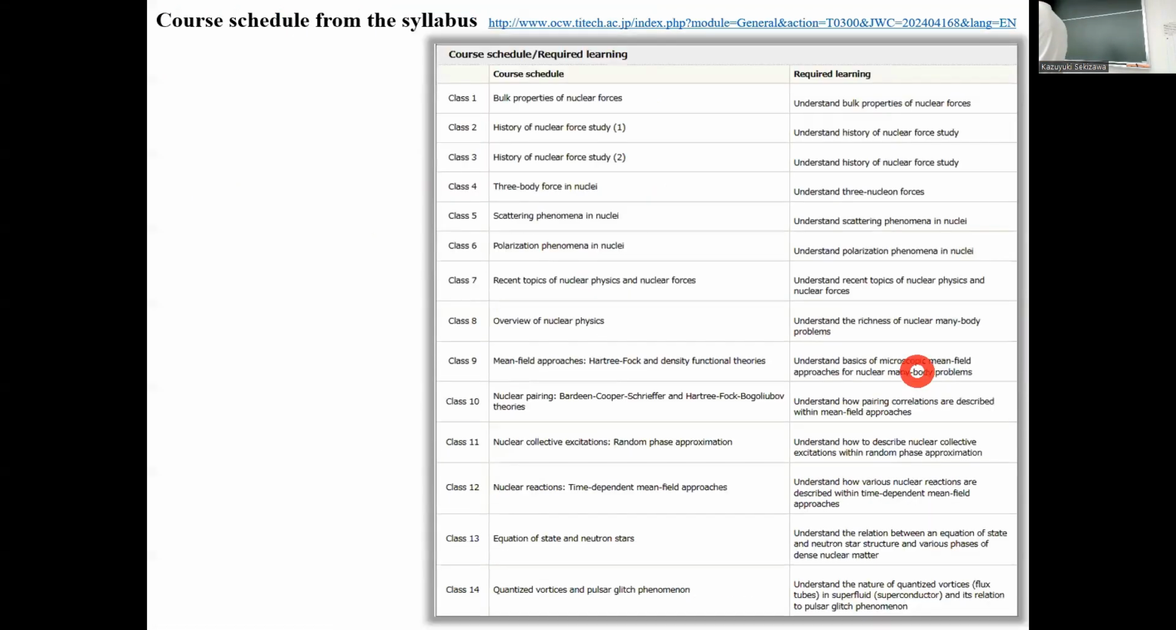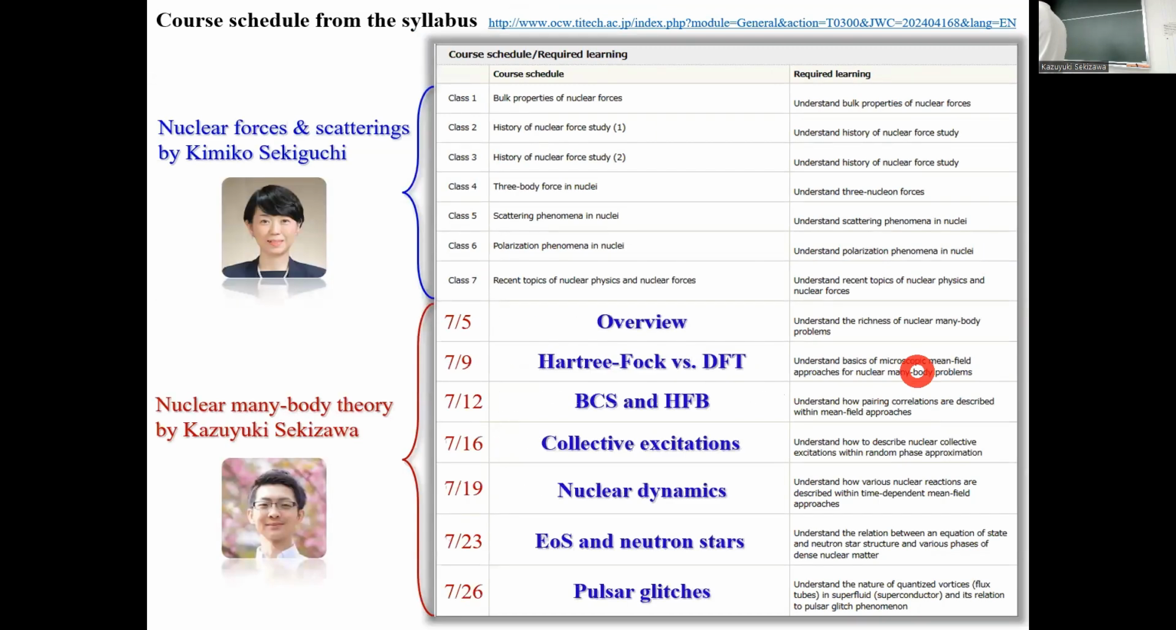Again, this is just a syllabus. In the first lecture, I gave you some overview of modern nuclear physics. In the second lecture, I introduced the so-called Hartree-Fock theory and the density functional theory. Those are very closely related, especially in the nuclear physics case, since we use effective interaction. The Hartree-Fock theory can be regarded as a kind of density functional theory.